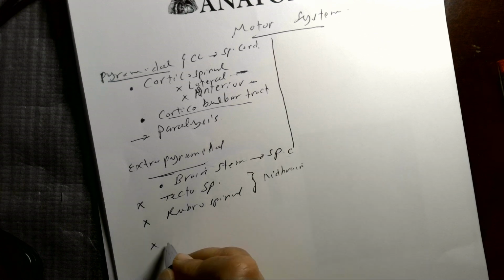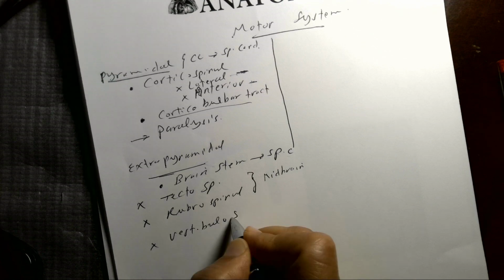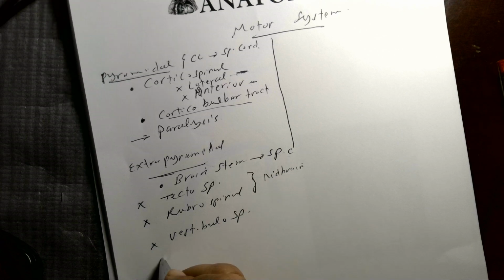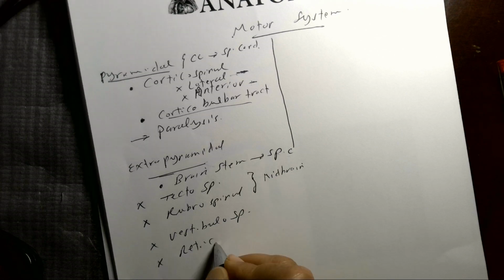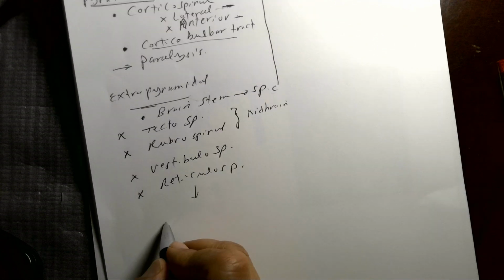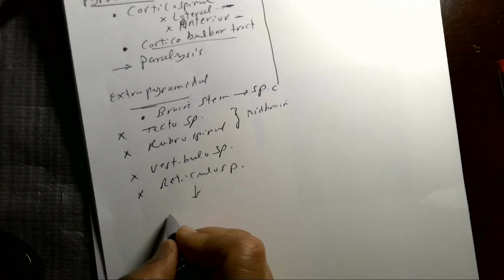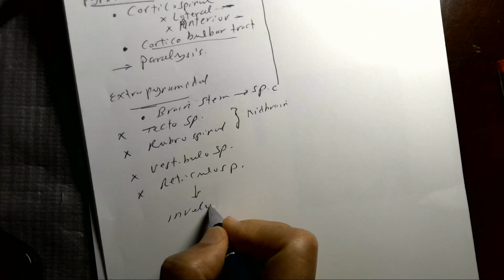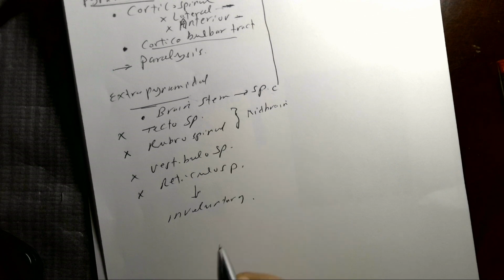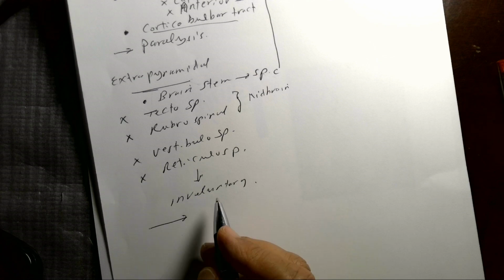Then you have vestibulospinal from the vestibular nuclei and reticulospinal. We talked about how this system is related to automatic movement and movement related to balance, position, and also involuntary movement. Injury of this system leads to paralysis or abnormal movement.